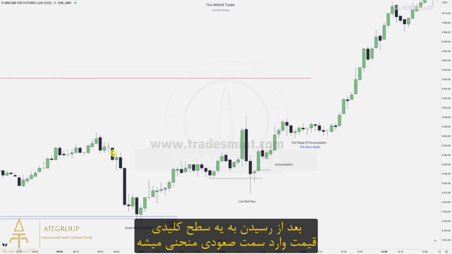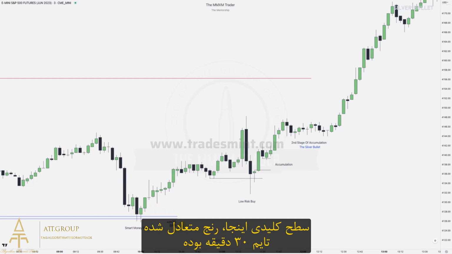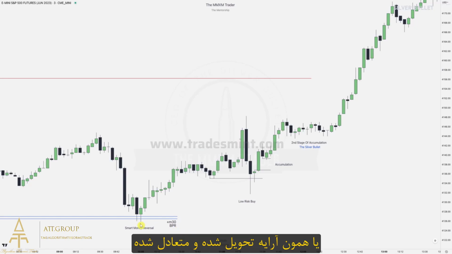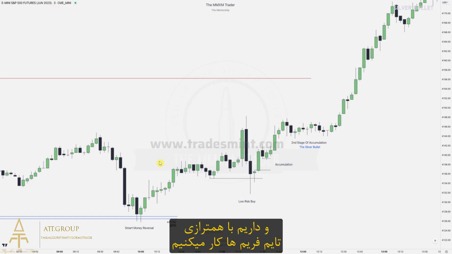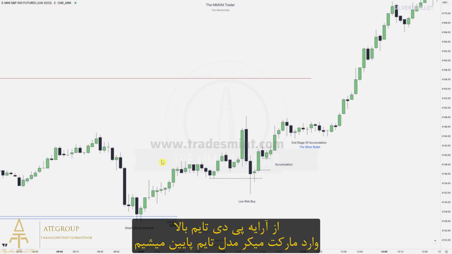So again, going into the buy side of the curve after hitting a key level. That key level over here was the 30-minute BPR, or redelivered rebalanced PD array. We're in a 3-minute chart right now, so we're doing time frame alignment once again: higher time frame PD array into a lower time frame market maker model.